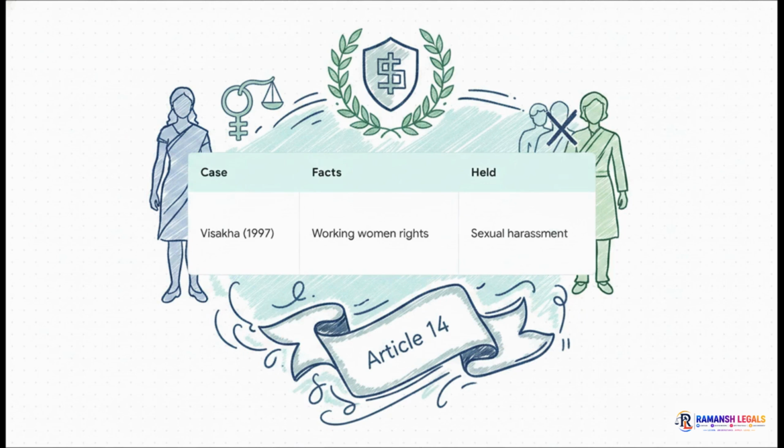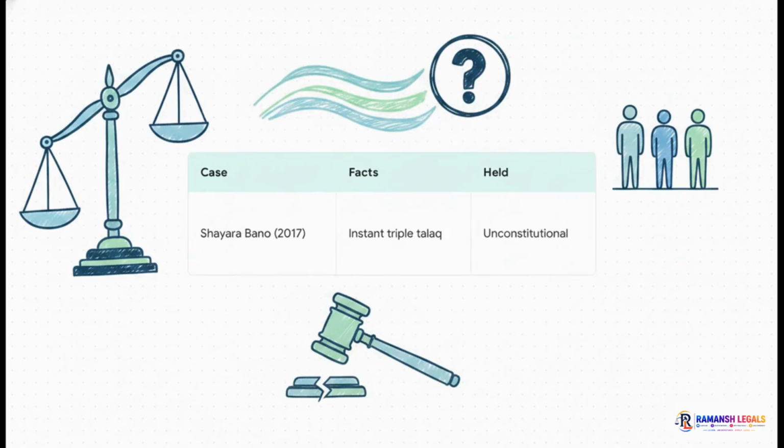Building on that exact momentum is the 1997 case Visakha v. State of Rajasthan. This judgment sought to enforce the fundamental rights of working women. The court held that sexual harassment at the workplace is a fundamental violation of the right to gender equality, which is codified right under Article 14. Even without an express statute existing at the time, the court found this protection implicitly woven into the fundamental rights guarantee. Fast forward a bit to the 2017 case of Shayara Bano versus Union of India.